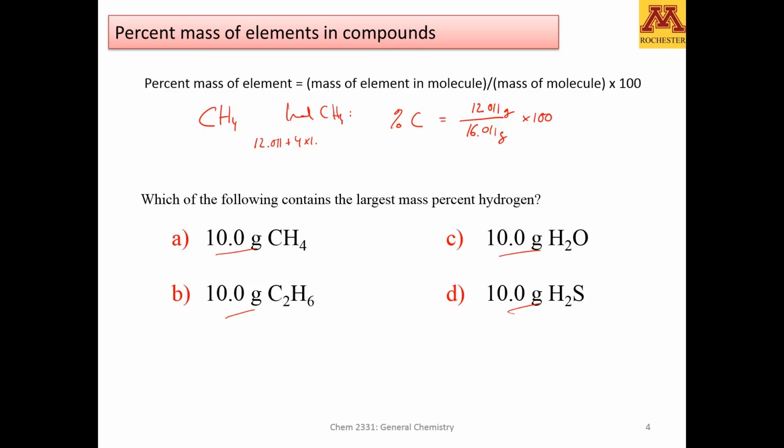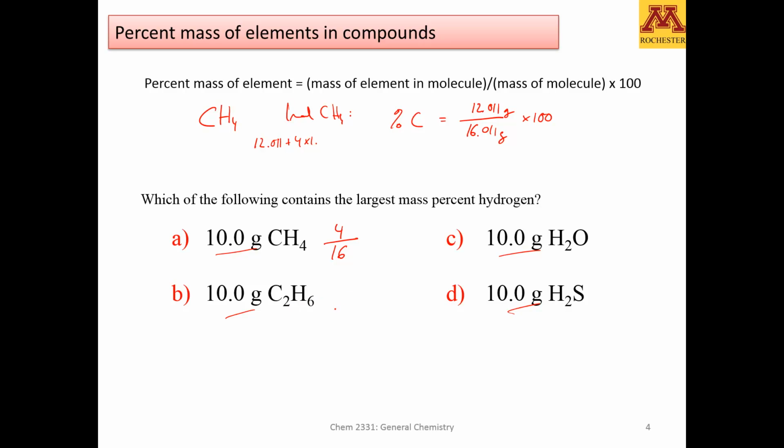All right, so in this case, however, we need to calculate for hydrogen. In methane, the percent mass will be 4 over, roughly, 4 over 16, right? 12 over 16 was carbon, 4 over 16 is the other, the hydrogen.